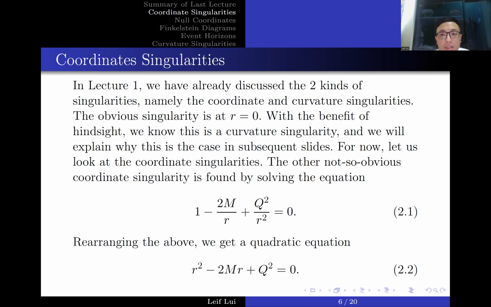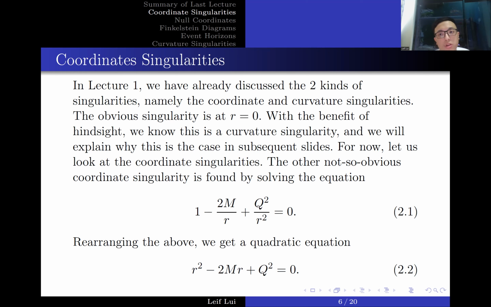This means that it remains unphysical in every single reference frame. So this is basically something that is in fact unphysical. So basically, with the benefit of hindsight, we know that r equals 0 is a curvature singularity. And we will explain why this is the case in subsequent slides.